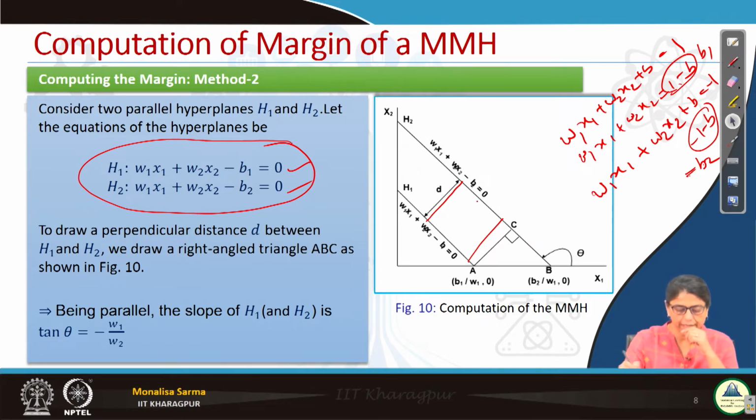Now from these two lines, H1 and H2, whichever hyperplane you consider, what will be the slope? Slope is nothing but minus W1 by W2. From this line you can find out the slope, right? So what is the slope? Slope is nothing but tan theta, and this is equal to minus W1 by W2.